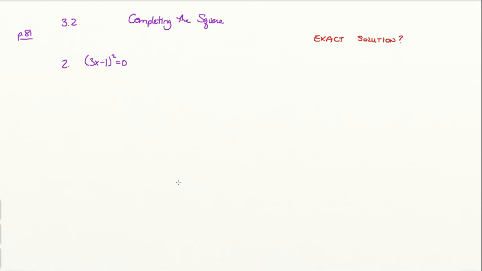3.2, completing the square and the square root property. We're going to begin on page 81 with question number 2. Solve. Give the exact solutions.